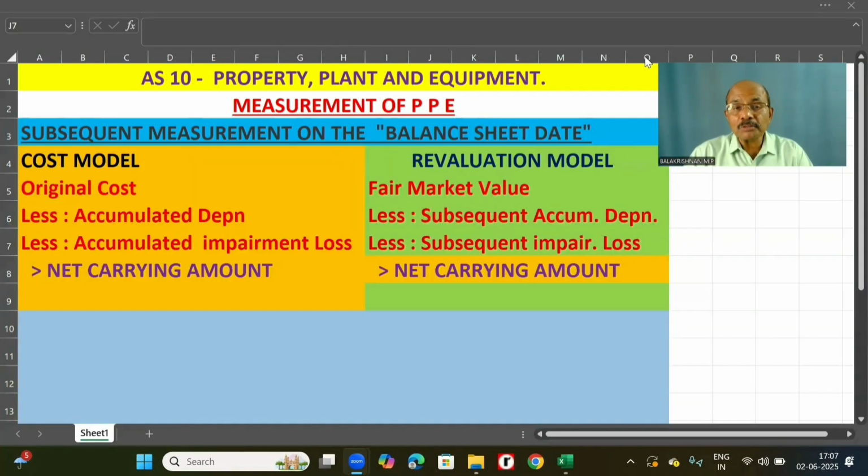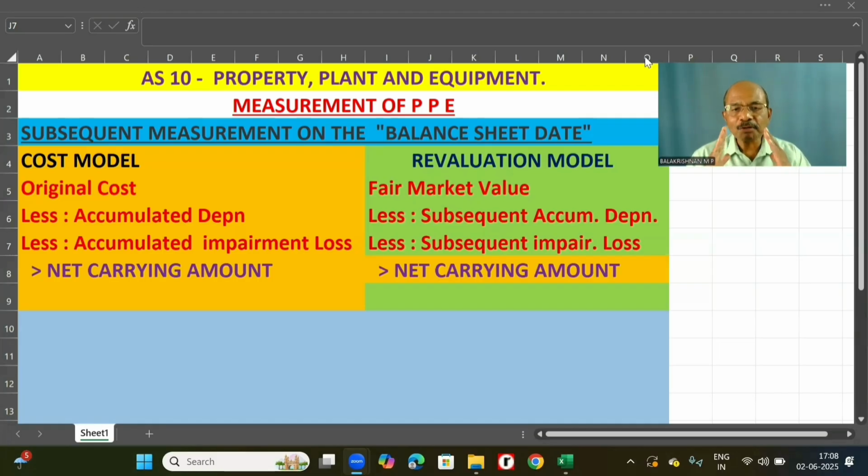Well, now let's learn about subsequent measurement on the balance sheet as far as measurement of PPE is concerned. We know that PPE is initially recognized at cost. Thereafter, an enterprise must choose one of the two models, that is cost model or revaluation model, for subsequent measurement. And the same will be reflected in the balance sheet. Please note that by default, it will be cost model.